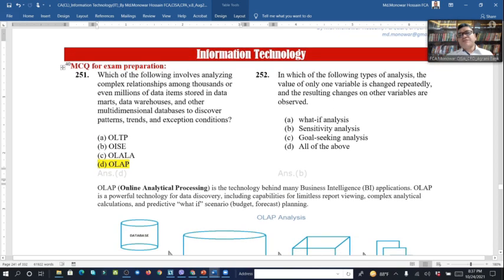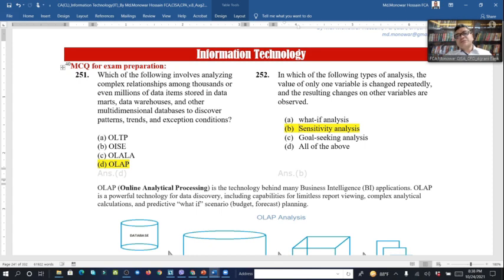In which of the following types of analysis is the value of only one variable changed repeatedly and the resulting change in other variables observed? Here the basic answer is sensitivity analysis. You will also do it in your financial accounting.